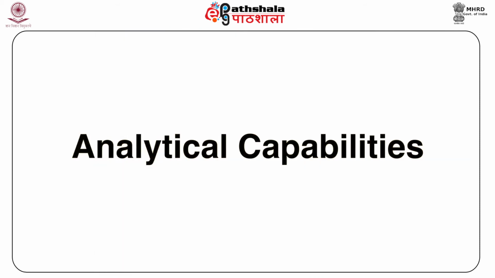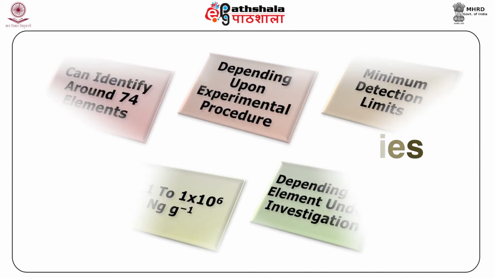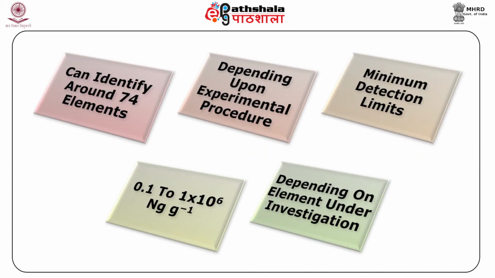Moving on to analytical capabilities. Neutron activation analysis can identify around 74 elements, depending upon the experimental procedure, with minimum detection limits ranging from 0.1 to 1 × 10^6 nanograms per gram, depending on the element under investigation.